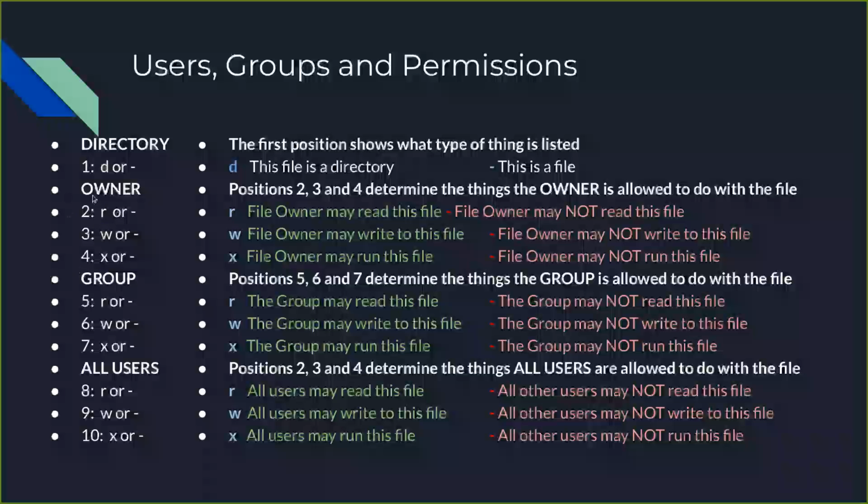So the first group of 3 characters is the owner group. This is the owner set. This basically tells you what the owner is and is not allowed to do.